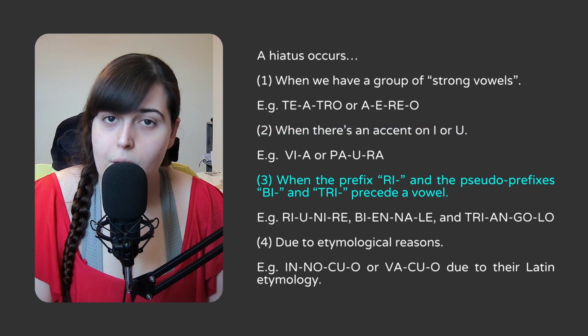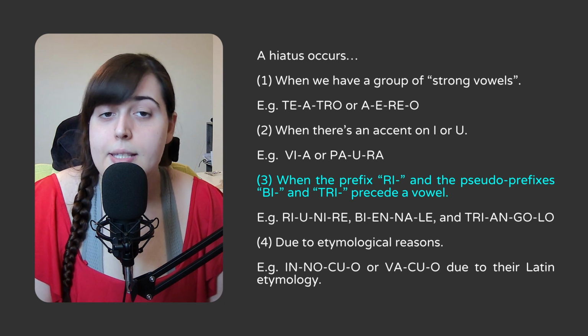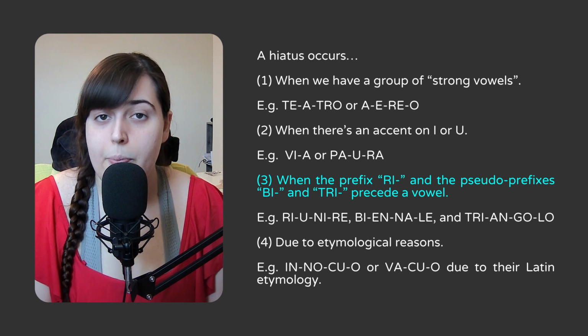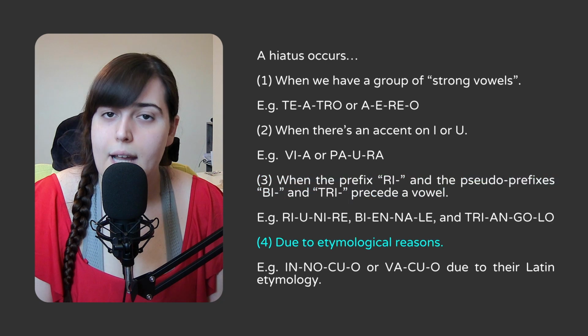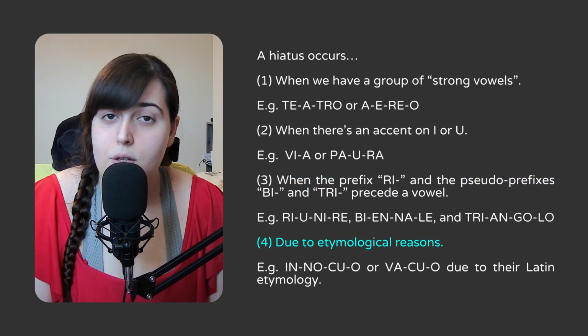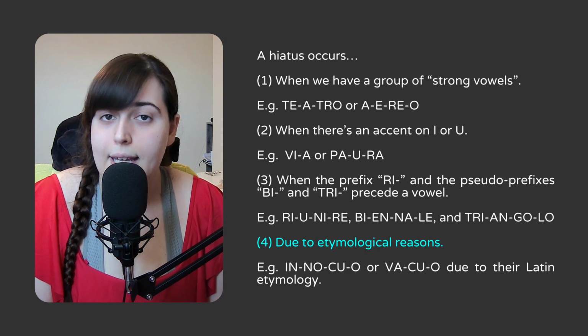Third, when the prefix ri and the pseudo-prefixes bi and tri precede a vowel. This is because prefixes are already syllables on their own. For example, ri, u, ni, re, bi, en, na, le, and tri, an, go, lo. Last, due to etymological reasons. For example, innocuo or vacuo, due to their Latin etymology.